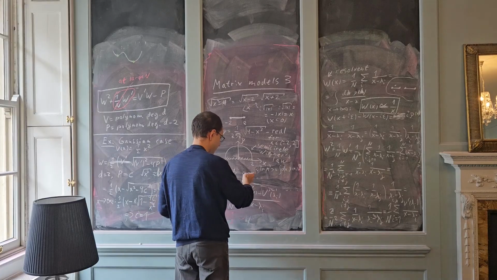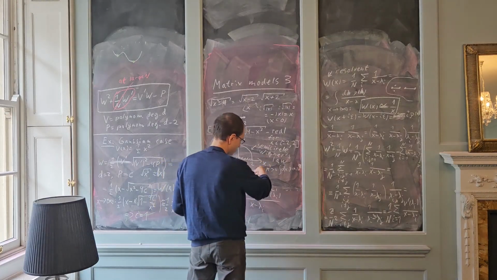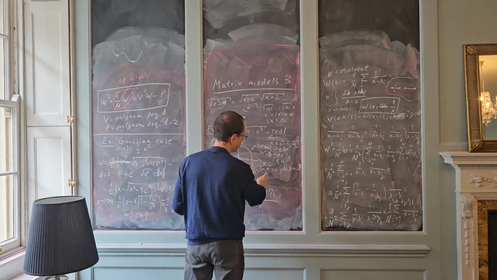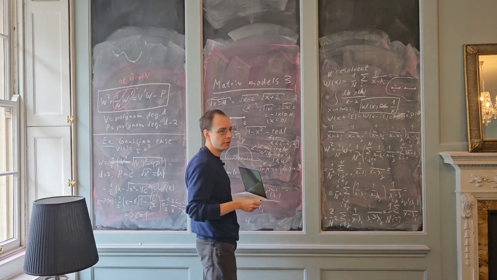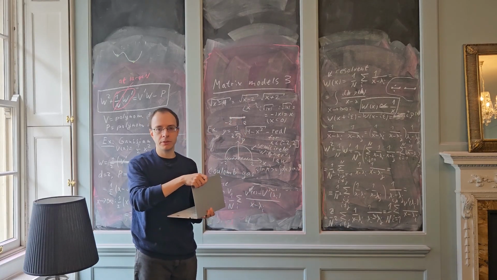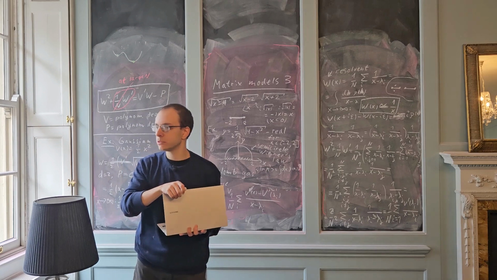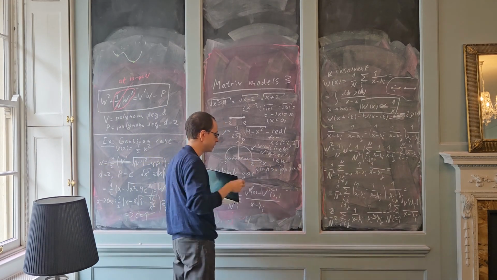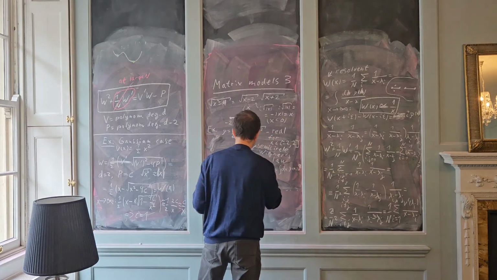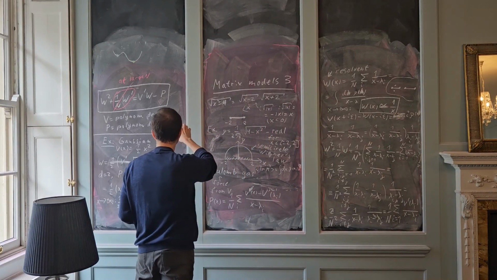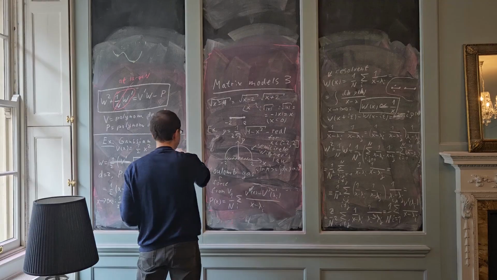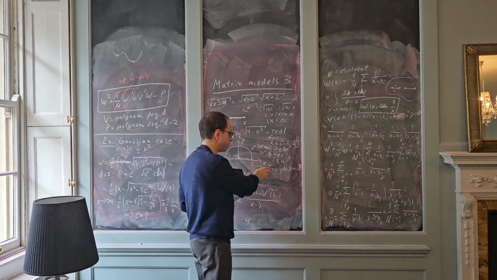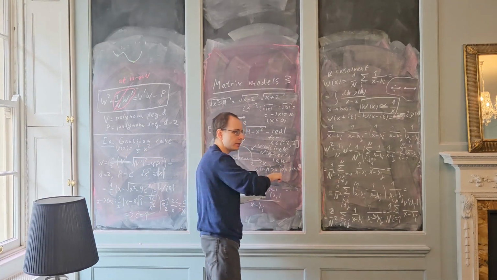One can even write something like the generating function for all these correlators of trace M to the n, which will be something like Laguerre polynomials. In the N to infinity limit, it will become a Bessel function. Anyhow, the important thing in these models is to find the resolvent and the density. When you have them, you can compute lots of observables just by integrating.